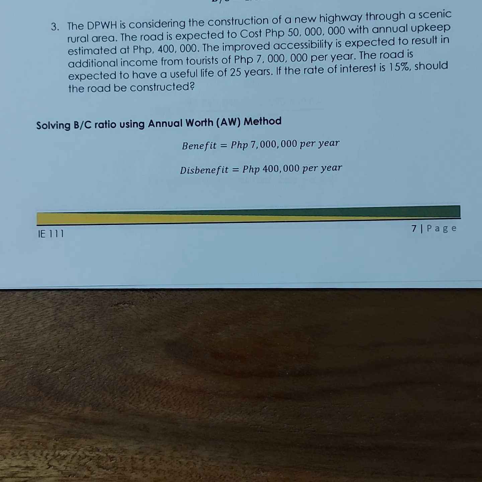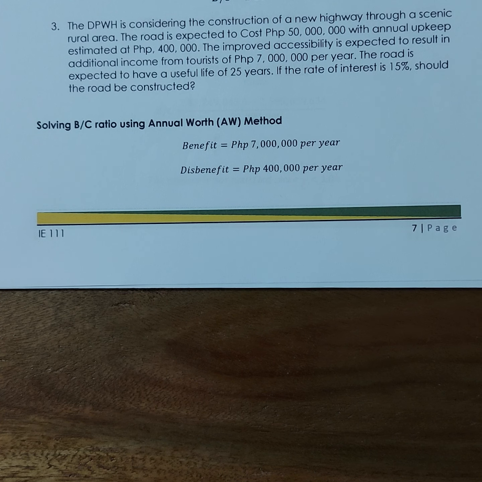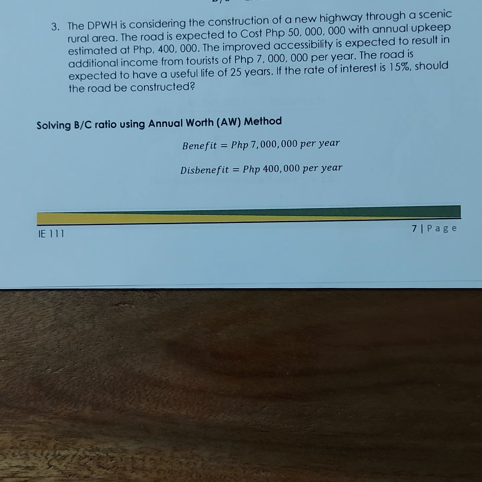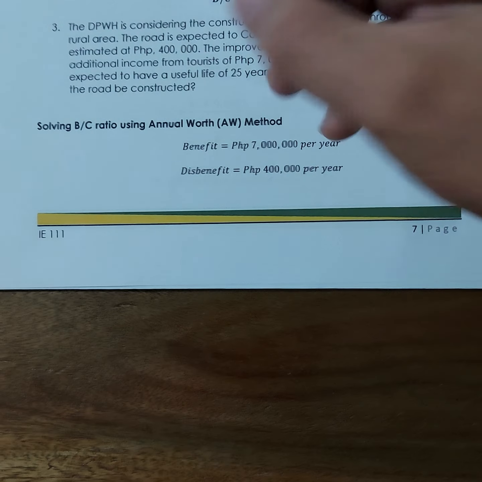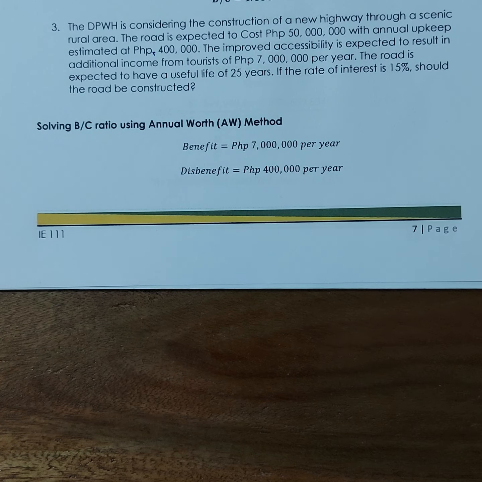Number 3, the DPWH is considering the construction of a new highway through a scenic rural area. The road is expected to cost 50 million pesos with an annual upkeep estimated at 400,000. The improved accessibility is expected to result in additional income from tourists, 7 million pesos per year. The road is expected to have a useful life of 25 years.